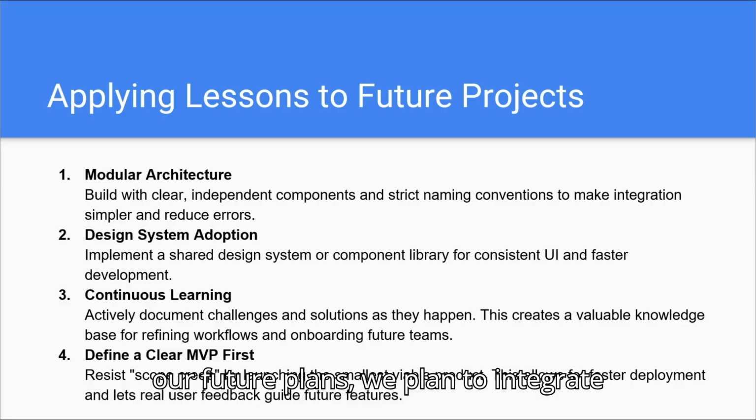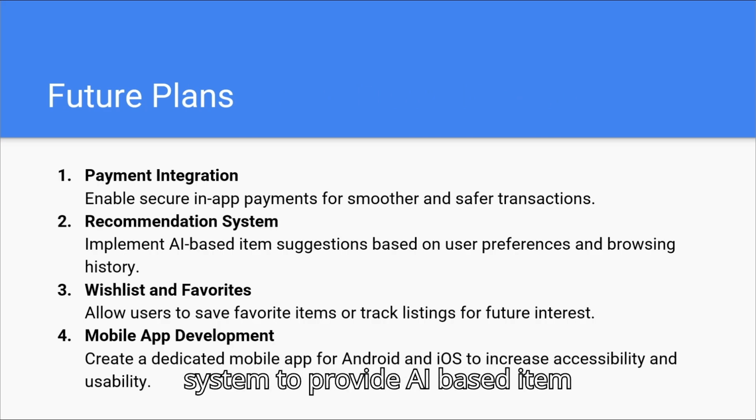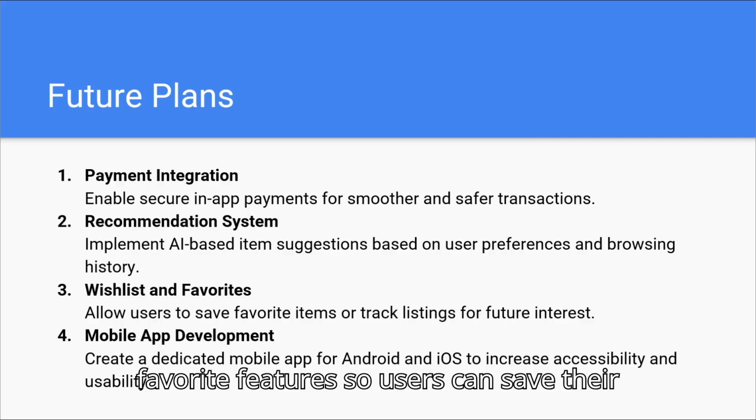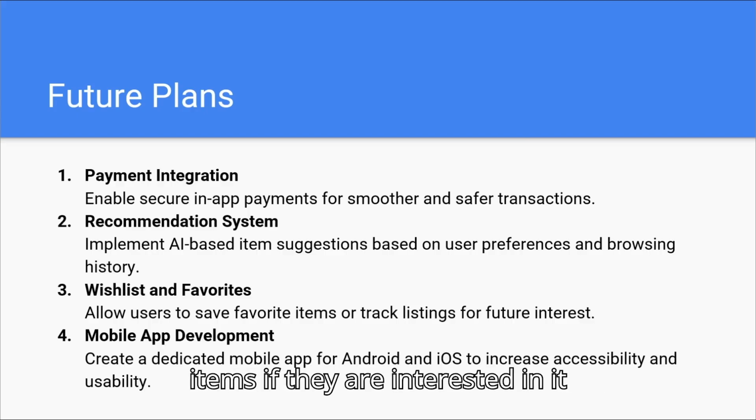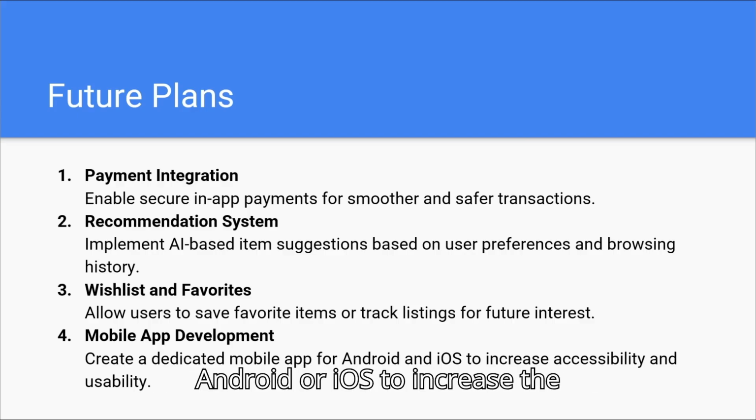And here are our future plans. We plan to integrate payments to ensure secure in-app transactions, implement a recommendation system to provide AI-based item suggestions, add a wishlist feature so users can save items they're interested in, and develop dedicated mobile apps for Android and iOS to increase accessibility.